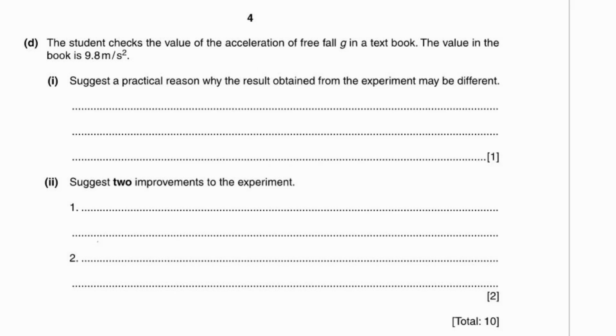D. The student checks the value of the acceleration of freefall g in a textbook. The value in the book is 9.8 meters per second squared. 1. Suggest a practical reason why the result obtained from the experiment may be different.